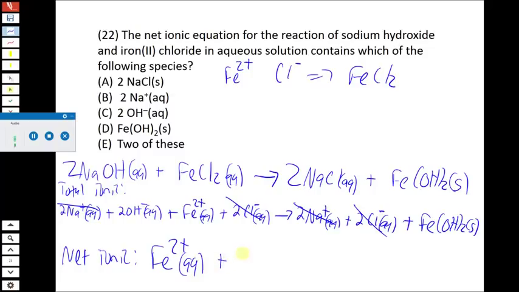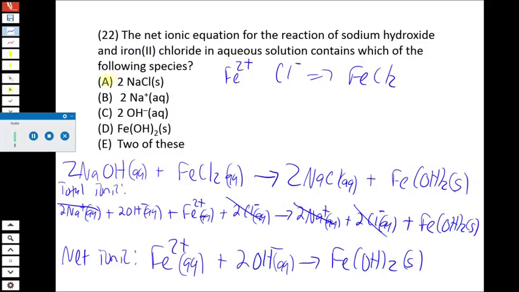That's not going to be an issue in any of these problems. So we do Fe2+ plus 2 OH-, combining to make our insoluble iron hydroxide, Fe(OH)2, iron(II) hydroxide more specifically. All right, so that's our net ionic equation. We want to know which of these following species appear.